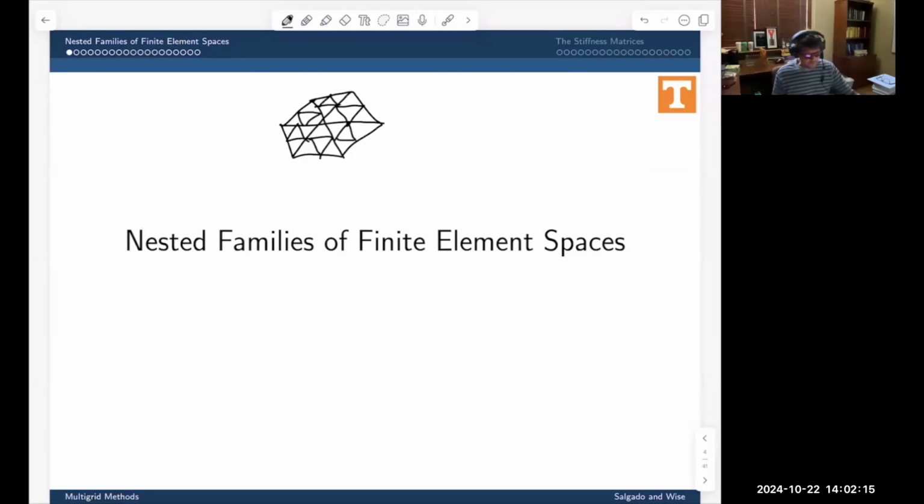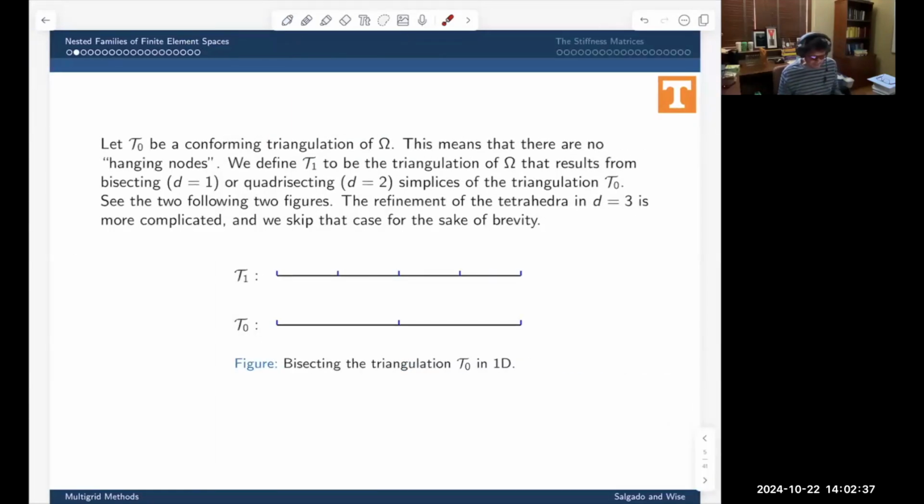So we cut a domain into a bunch of triangles. Here, we're going to go even further. We don't want to just cut it into one triangulation. We want to compute a whole nested family of triangulations of this problem because we need this for our multigrid strategy. So that's what we're going to call a nested family of finite element spaces. So let T0 be a conforming triangulation of some domain omega.